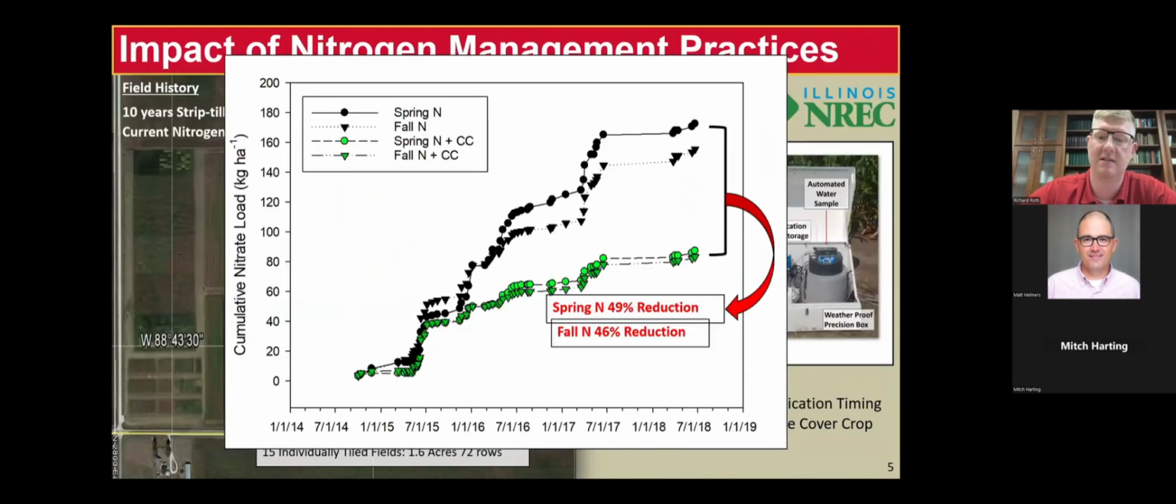And so a better look at that is here. The circles are our spring application system, triangles are our fall application system, and then green is with cereal rye, black is without. And what we're looking at here is total load, so the total mass of nitrogen that left our system over that time frame. And you can see, if you look at the black, there's really not much difference between that fall and spring application systems. But when we added cereal rye to either system, we saw almost a 50% reduction in nitrate losses.